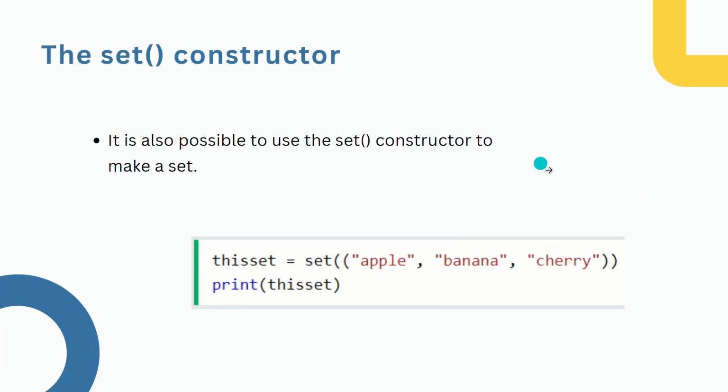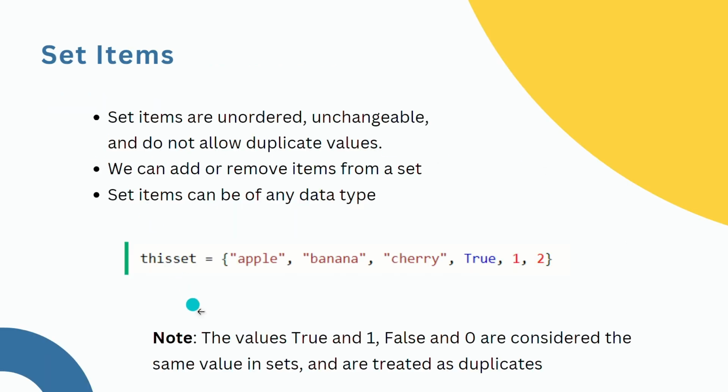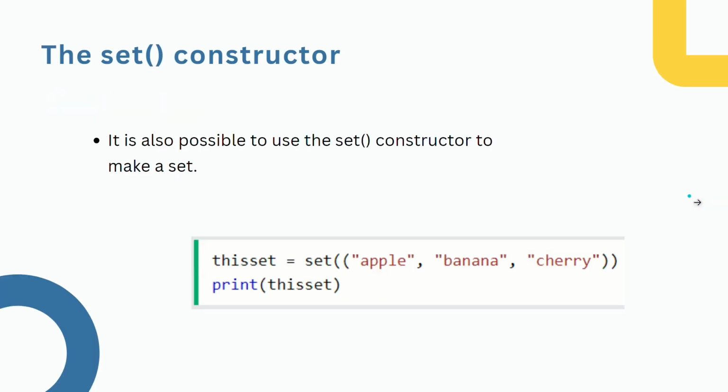Now for set constructor. So in this slide, you saw how you can define a set. You can use the curly braces, or there's one more method where you can use the set constructor, and this is how you define it. So you use round brackets. So make sure to use the double round bracket. If you do not use the double round bracket, you will get a different data type, or you might get an error.